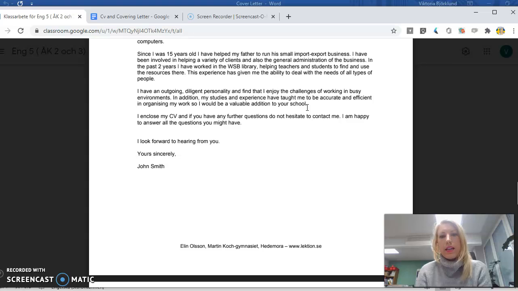So he's writing here that he is efficient, for example, and he enjoys working in busy environments. So that would be useful in a school because it can be quite busy and you need to be very efficient because there's a lot of tasks that need to be done. So you need to think, what skills can you mention that would help your work as a volunteer in WaterAid? Okay.